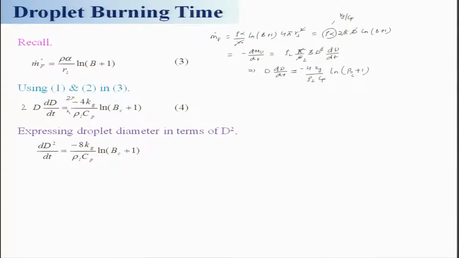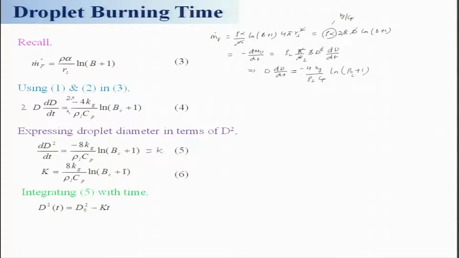And keep in mind that this I can call as k, and k is nothing but 8 kg by rho L Cp ln Bc plus 1. And if I integrate this equation 5, what will I get? I will get d square t is equal to d naught square minus kt.